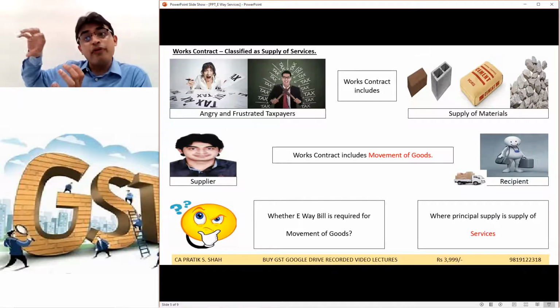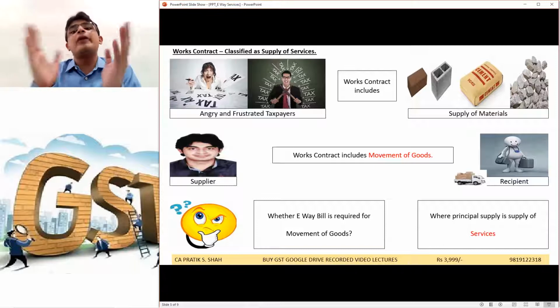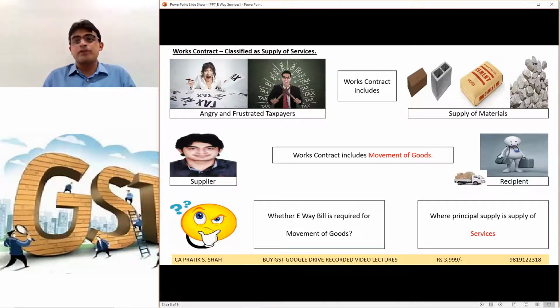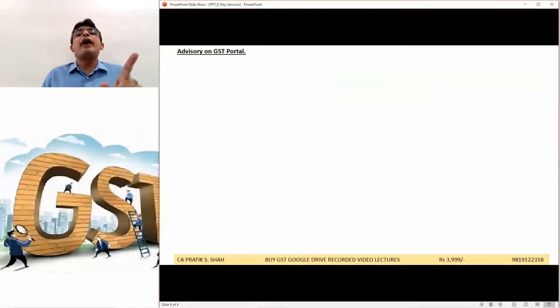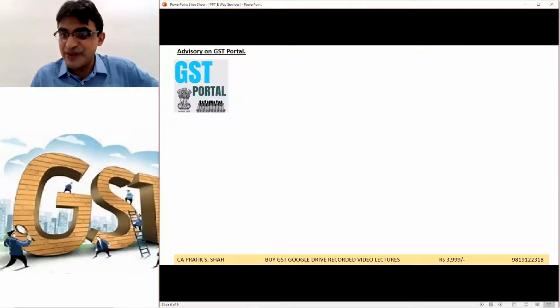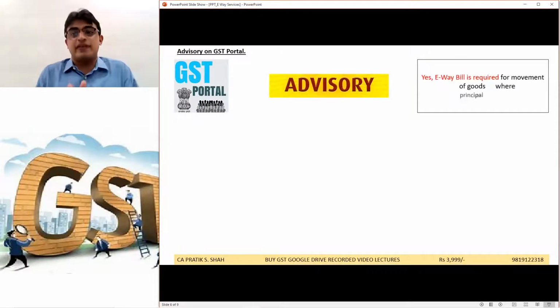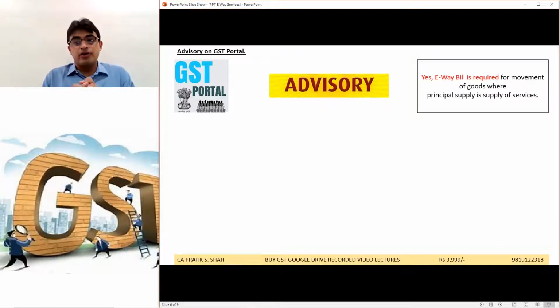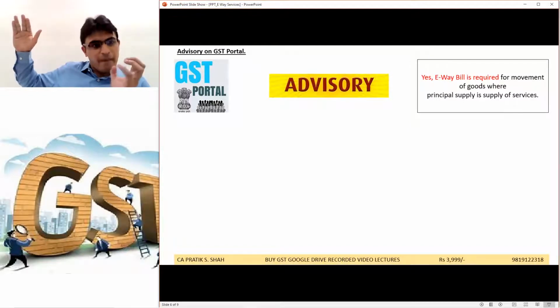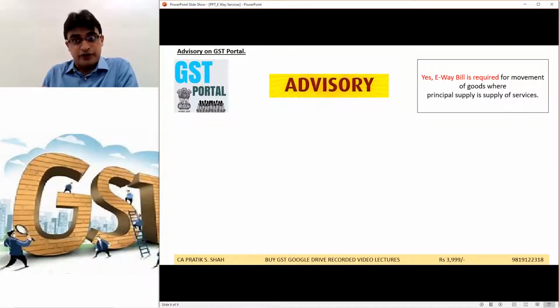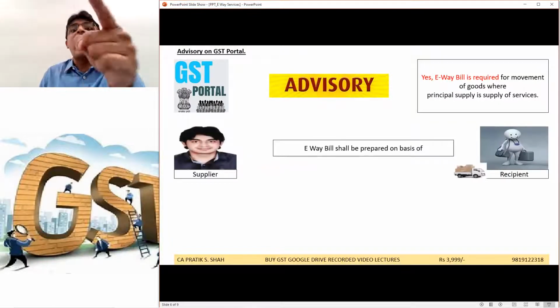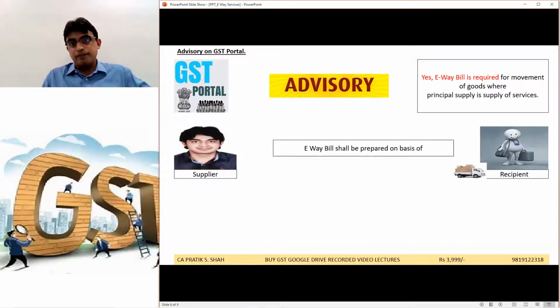So there is a movement of goods, but what is the principal supply? Supply of services. So there was no clarity. Few suppliers were making, few were not making. It was always ambiguous. Now, finally, the advisory is given on GST portal. What does the advisory say? Advisory says, yes, e-way bill is required for the movement of goods where the principal supply is supply of services. So if I am supplying services, but it includes certain goods, for the movement of those goods, I am required to prepare an e-way bill.